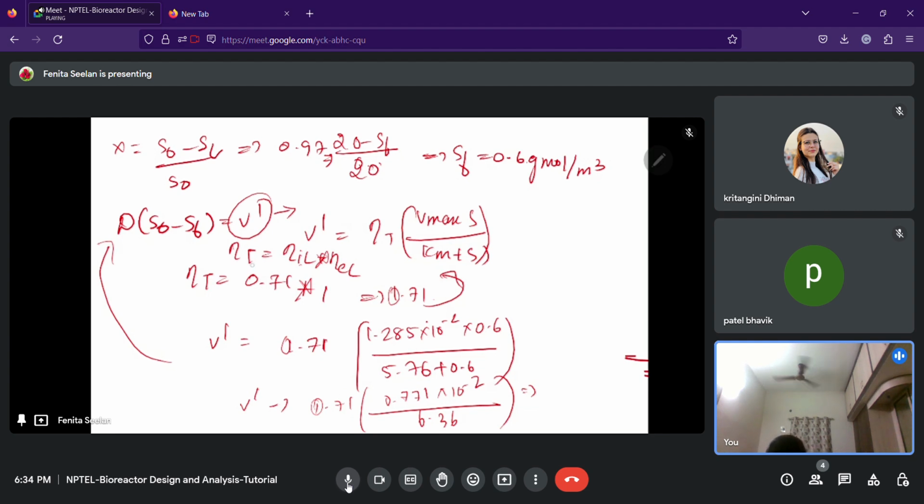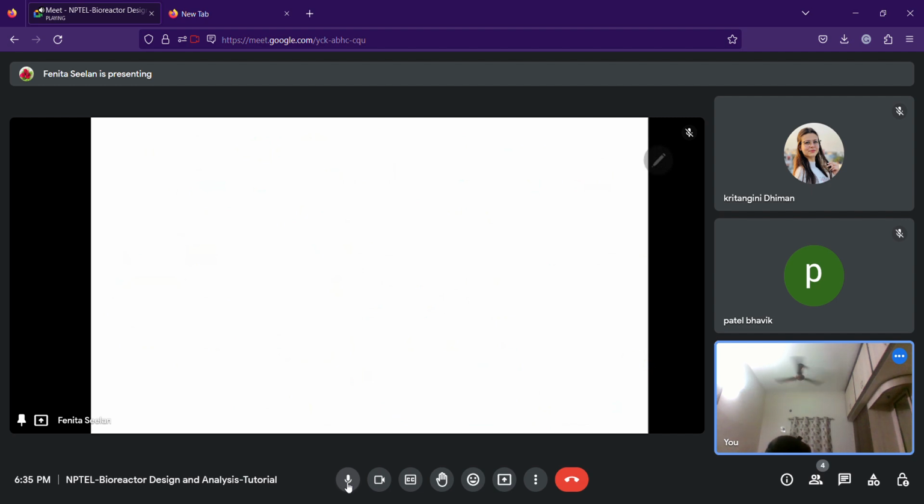Sorry, it is actually eta total is eta intrinsic into the external factor. It is multiplied, it is not plus. That is the case, it is 0.0860 into 10 power minus 2, which can be written as 8.607 into 10 power minus 4.